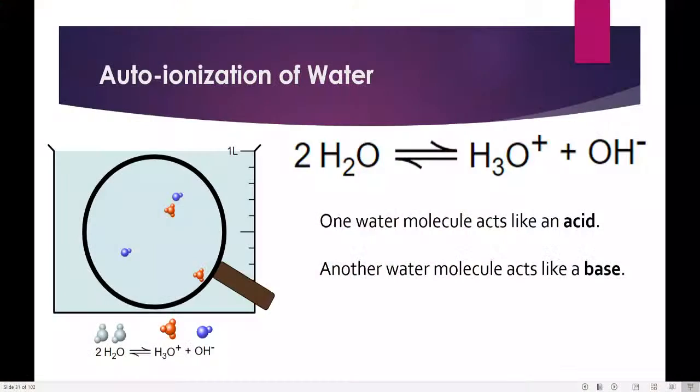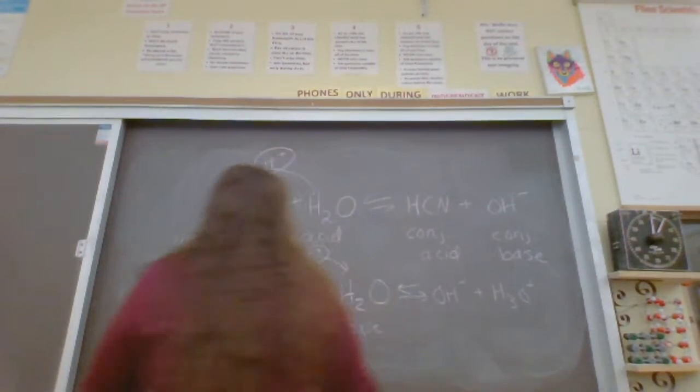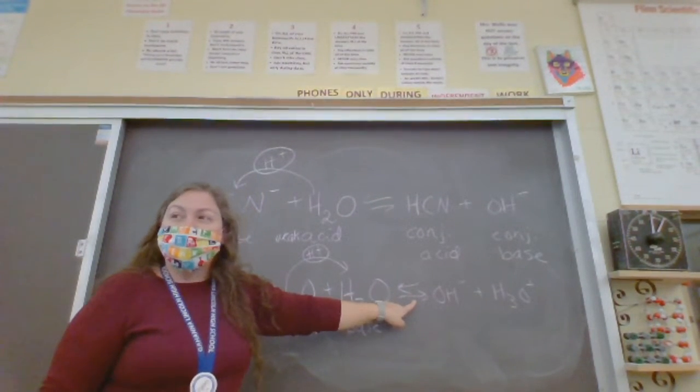We actually call that auto-ionization, self-ionization. That's what that is. Okay, so now some guy developed a way to measure the amount of H3O positive and the amount of OH negative that's in water at a certain temperature. They found a way to measure it. Okay, do you realize that this would be an equilibrium?